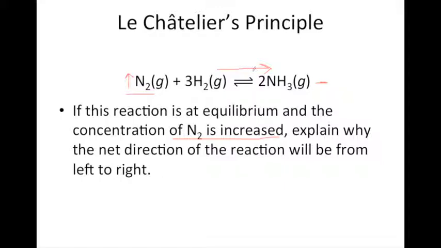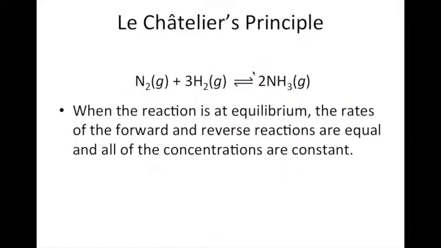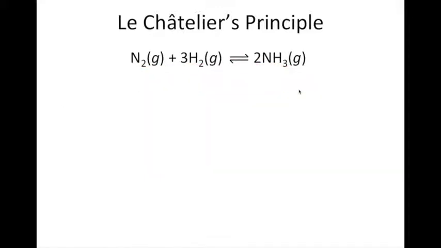And we can show that using Qc and Kc, but we want to explain why that happens in terms of reaction rates and concentrations. When the reaction is at equilibrium, we know that the rates of the forward and the reverse reactions are equal, and the concentrations of our reactants and products are constant at equilibrium. So we know that. So let's show that graphically.